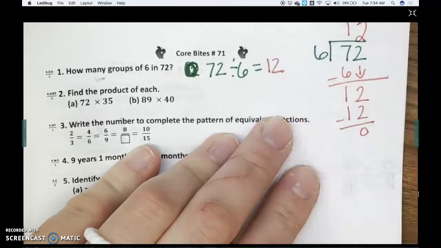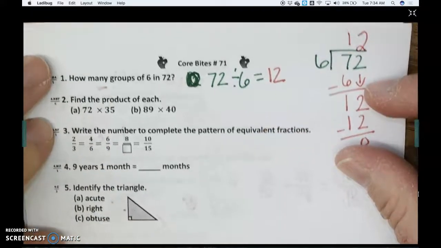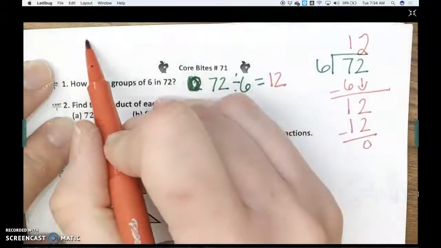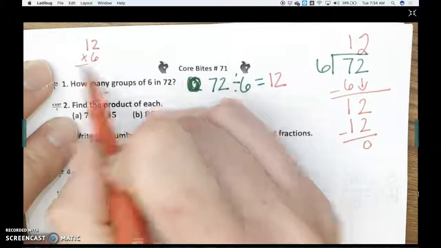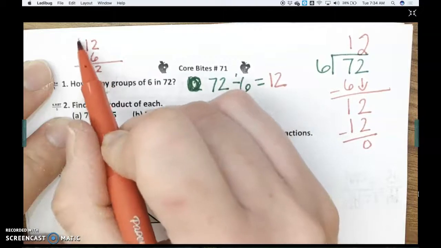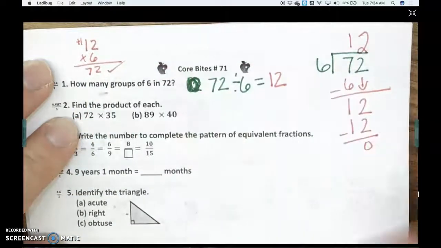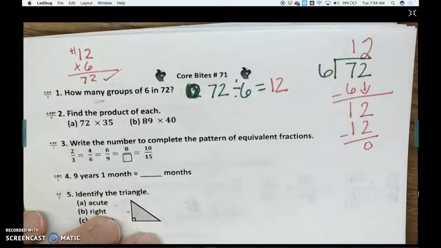But let's double check. So if you want to double check it, all you do is multiply 12 times 6 and see if you get 72. So 12 times 6, 6 times 2 is 12. 6 times 1 is 6 plus 1 is 7, so 72. That is correct. So that means 12 is your answer.